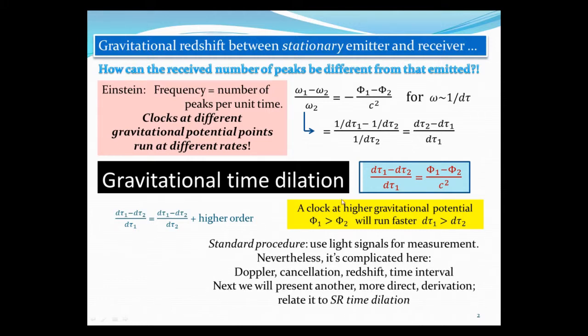Now, in deriving the gravitational time dilation this way, we use a standard procedure involving light signals. But it's kind of complicated because we need to take into account the Doppler effect, then cancel it by the gravitational redshift, and then convert it into time intervals. So we have the result, but the derivation seems complicated. We wonder whether there is a more direct derivation. Yes, we'll present the next, more direct derivation. In fact, it's also nice. It's related to the time dilation of special relativity.